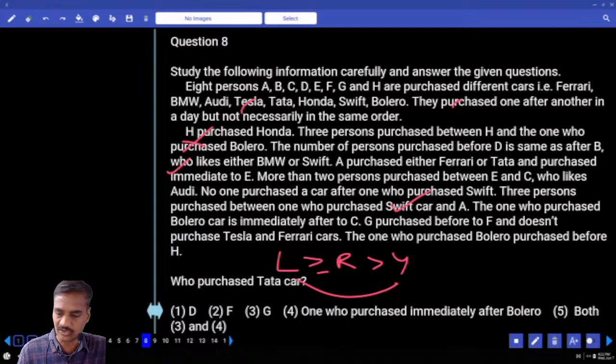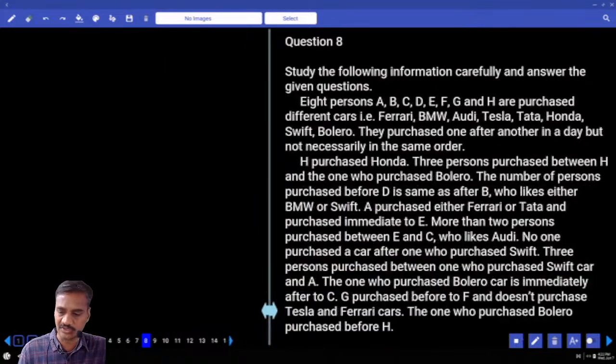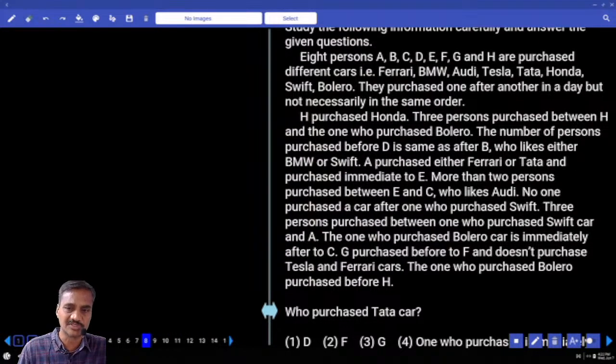The next one, 8 to 11. Now in these question numbers 8 to 11, there are some 8 persons and they purchased different cars. And they purchased one after the other in a day, but not necessarily in the same order. Now 8 persons bought 8 different cars. Then coming to condition number 1. Now H purchased a Honda.